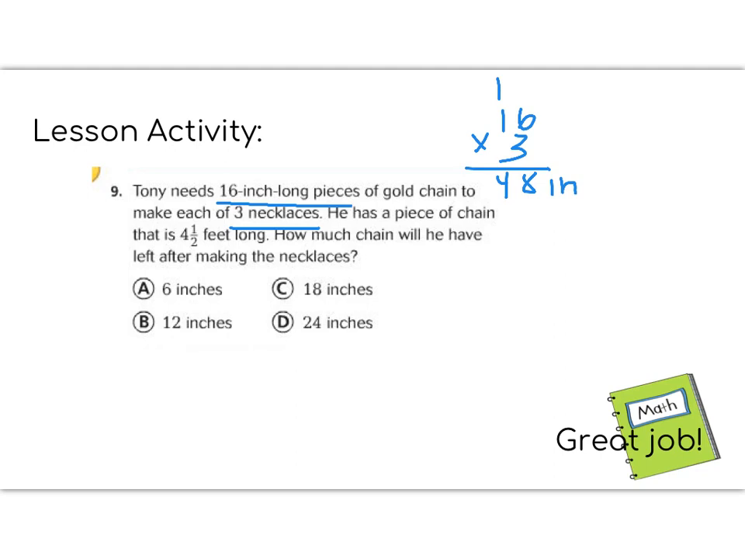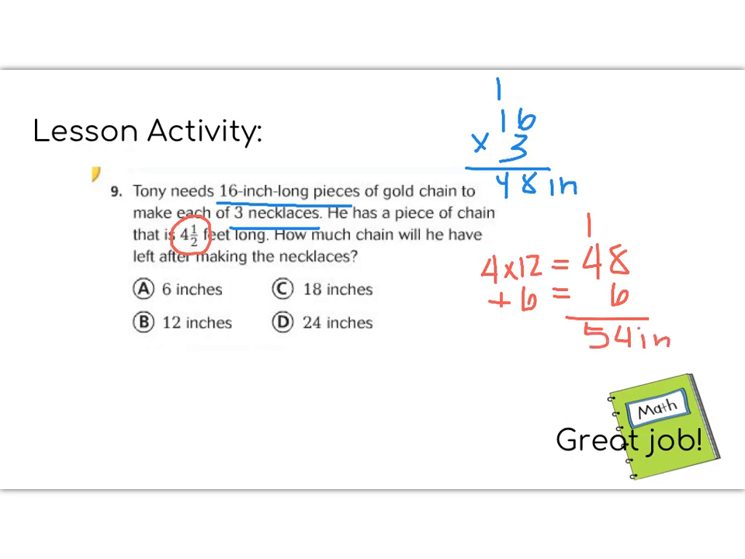He has 4.5 feet. So let's make 4.5 feet into inches so that we could decide what we're going to do. So 4.5 feet, well, we know that 4 times 12 is going to give us how many inches in the whole feet. So 4 times 12 is 48. Plus we have 6 extra inches from our half of a foot. And if a whole foot is 12 inches, then half of a foot would be 6 inches. So add your 6. So 8 plus 6 is 14. So that gives us 54 inches.